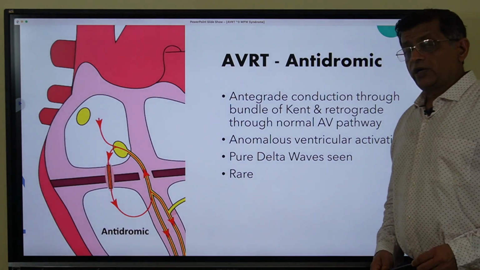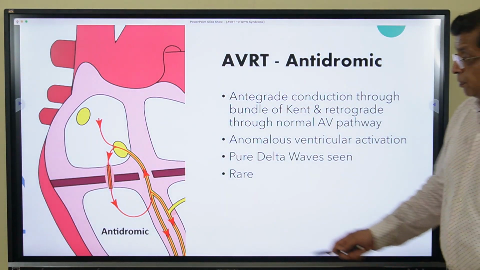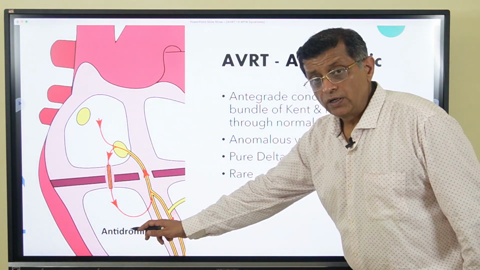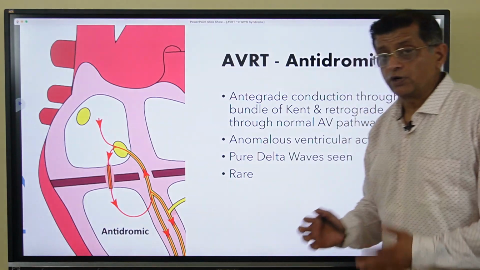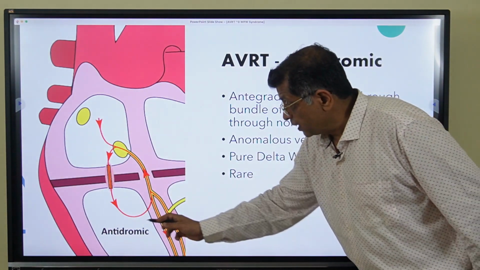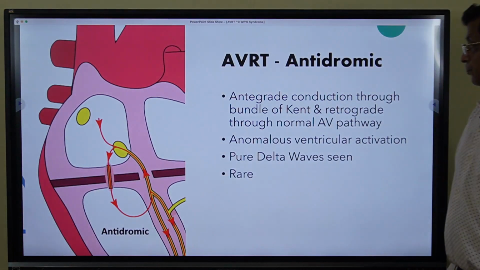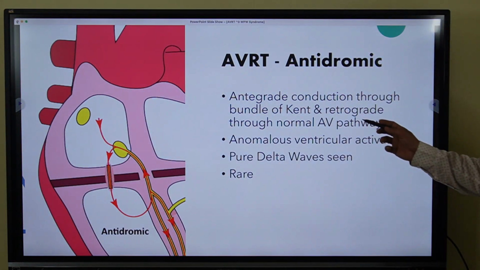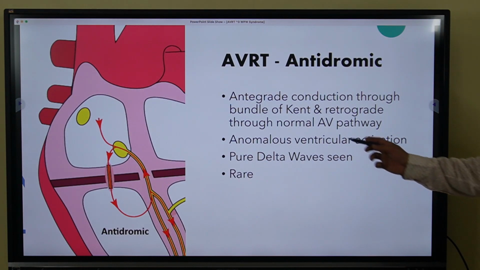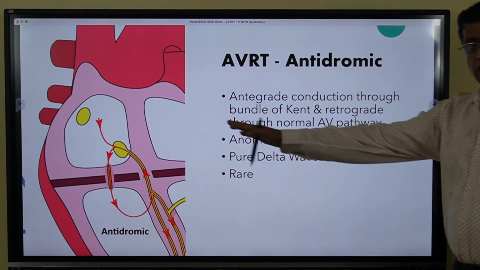Now, antidromic AVRT. In this, the impulse comes from the atria through the accessory pathway. Because it comes through the accessory pathway, the QRS will be wide and the pure delta wave will be seen, and the impulse goes back through the AV conduction system. Antegrade conduction through the bundle of Kent and retrograde through the AV pathway. Anomalous ventricular activation, pure delta waves are seen, and this is rare.